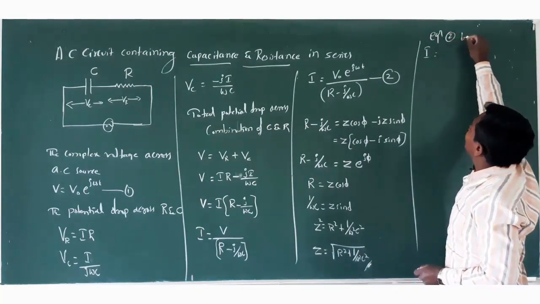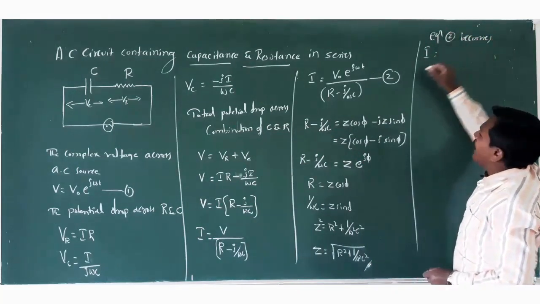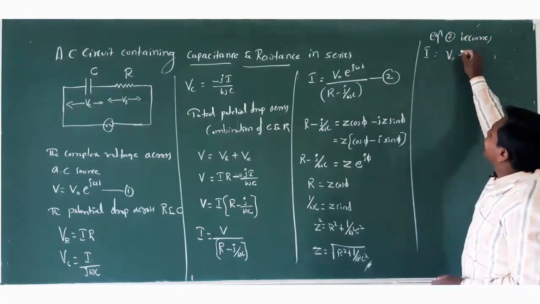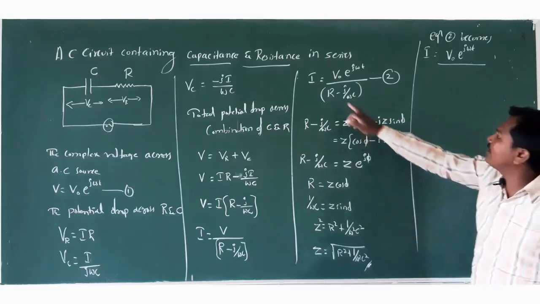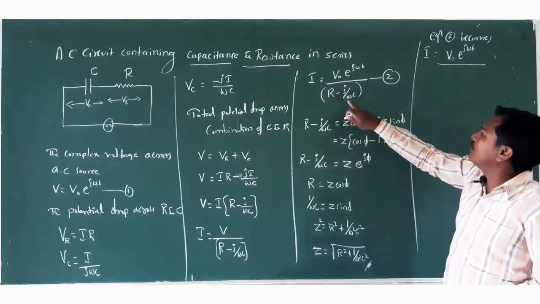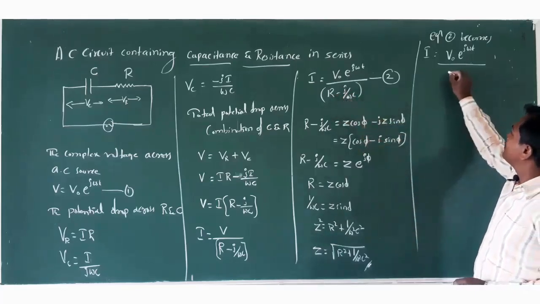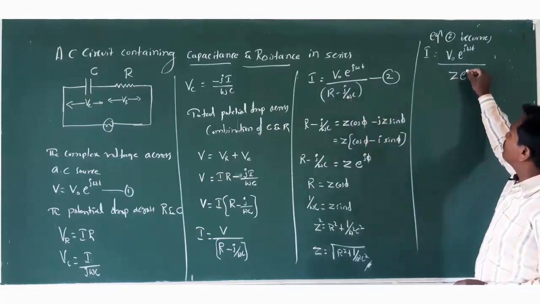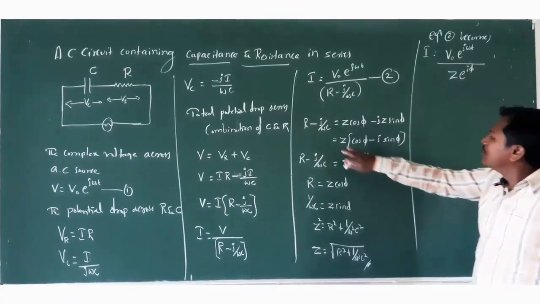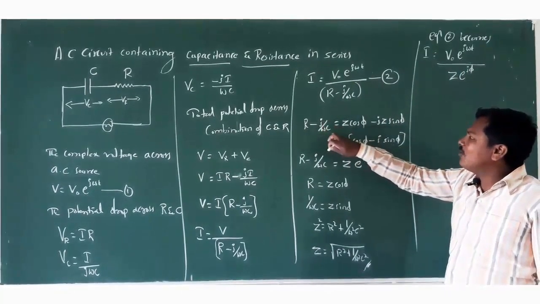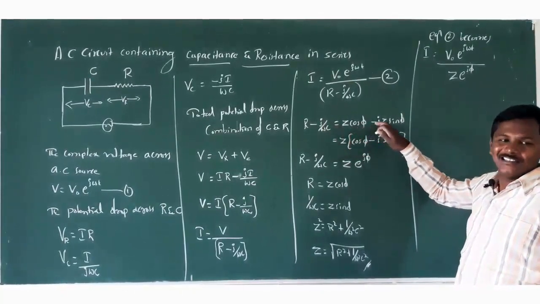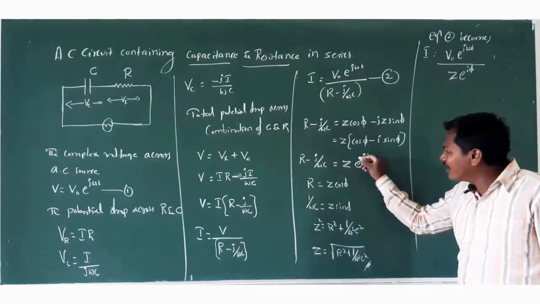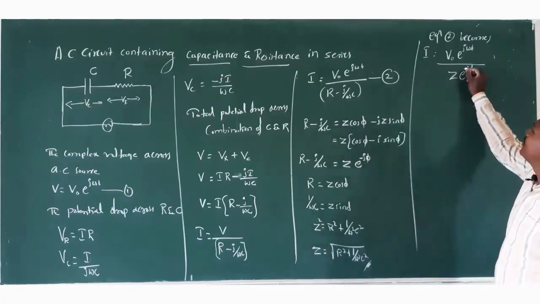Equation 2 becomes I is equal to V naught e raised to j omega t divided by, in the place of R minus j divided by omega c, if we consider z e raised to minus j phi. So R minus j divided by omega c can be written as z cos phi minus j z sin phi, therefore we get a minus sign here.